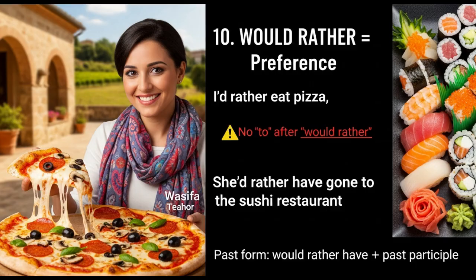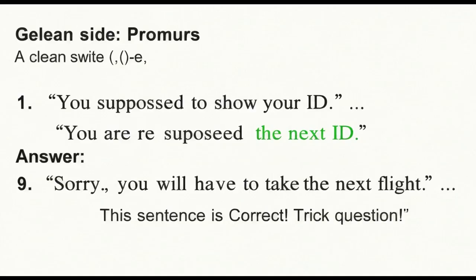Just like had better, there is no to after would rather. Correct, I would rather stay home. Incorrect, I would rather to stay home. Negative, I would rather not talk about it. Past preference, I would rather have gone to the beach yesterday. Use have plus past participle.